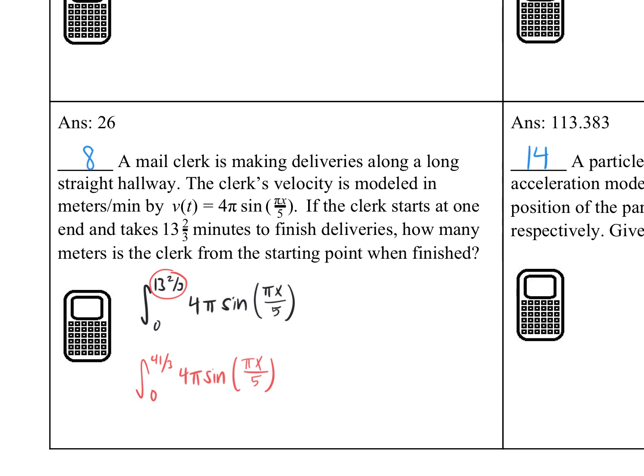And when you are typing this in on the calculator, you need to make sure that you are in radian mode. Otherwise, you will get the incorrect answer. So when you plug this in, you should approximately get 33.383 meters.